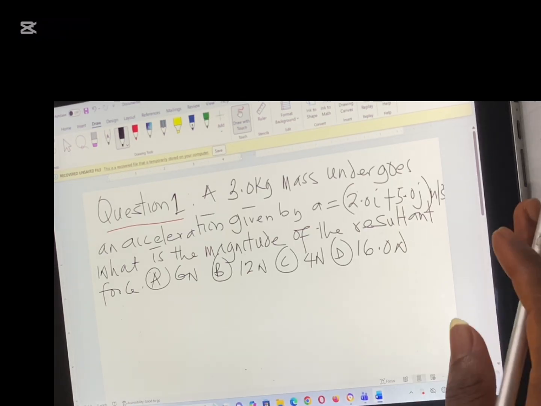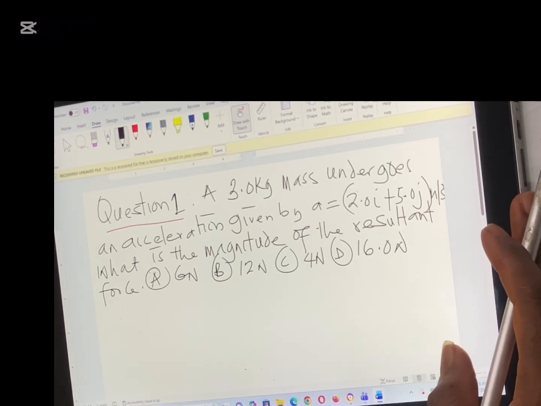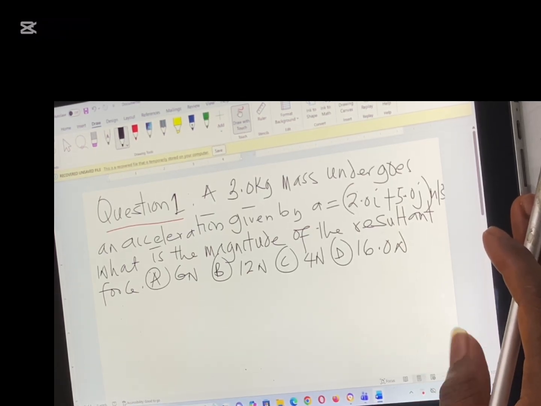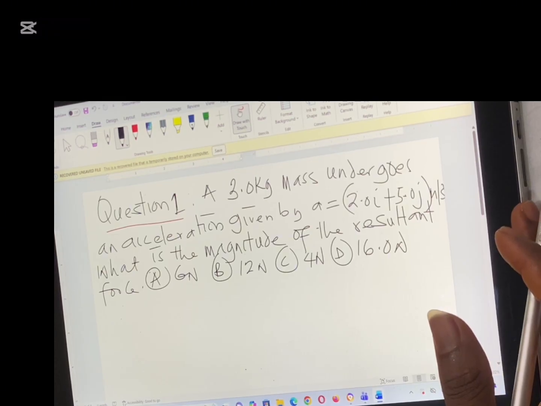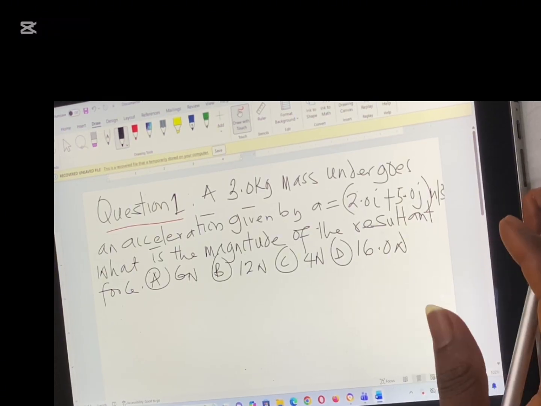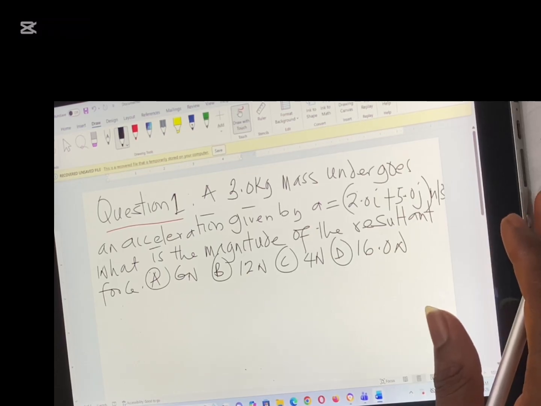In this video, I'll be taking us on the application of Newton's second law. In this series, I'll be taking us on the application of Newton's second law.